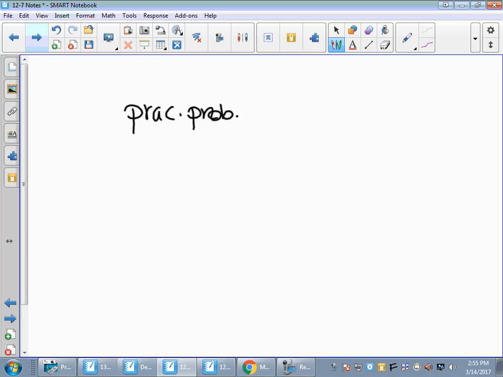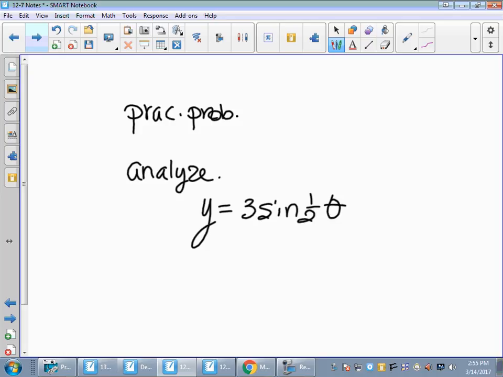What I'd like you to do is just analyze, describe. You don't actually have to graph it. So this function, so we'll do y equals 3 sine 1/2 theta. Describe to me the period, the amplitude of that function, and use terms as vertical, horizontal, stretch, or compression. Good luck.